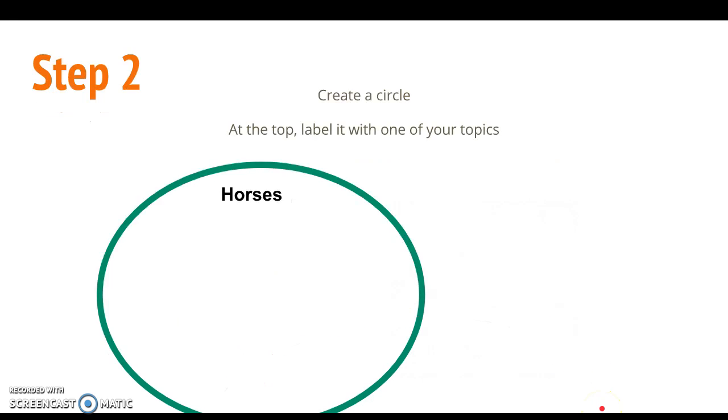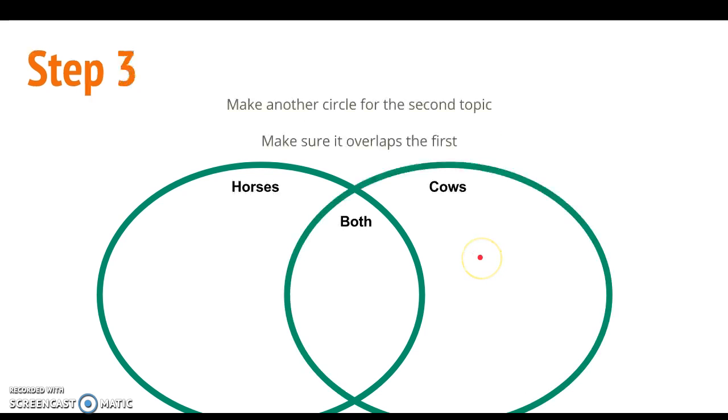So the first step of actually making your Venn diagram, not just deciding the topics, is to create a circle. And at the top of the circle, you are going to label it with one of your topics. So see here, I made a big green circle, and at the top it says horses. Next, you're going to make another circle for your second topic. In this case, ours is cows, so that is what the second circle is labeled.